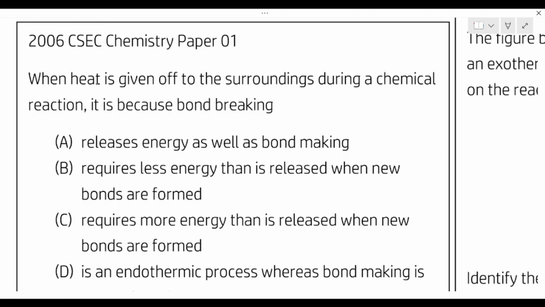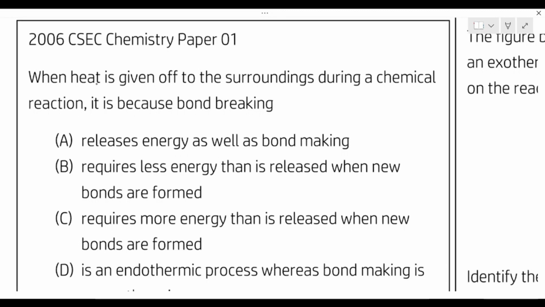When heat is given off to the surroundings during a chemical reaction, it is because bond breaking, A, releases energy as well as bond making, B, requires less energy than is released when new bonds are formed, C, requires more energy than is released when new bonds are formed, or D, is an endothermic process, whereas bond making is exothermic.